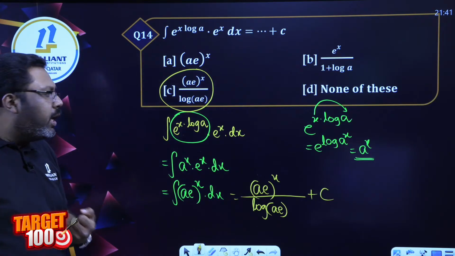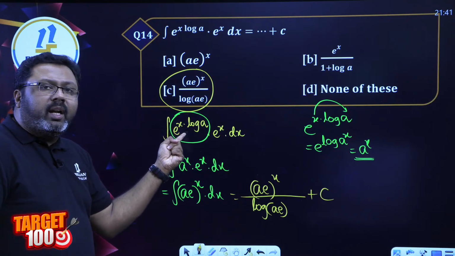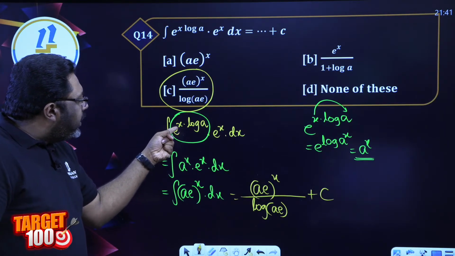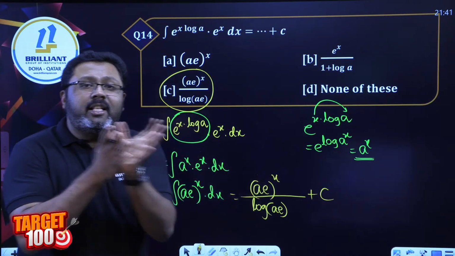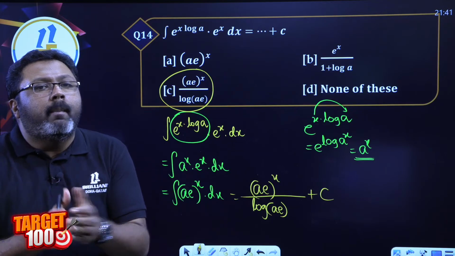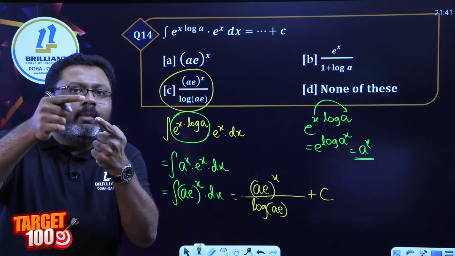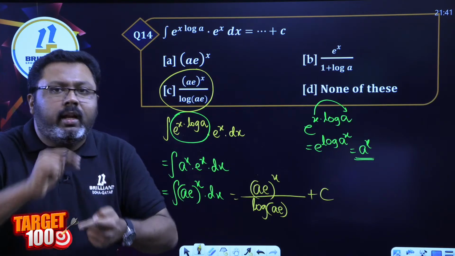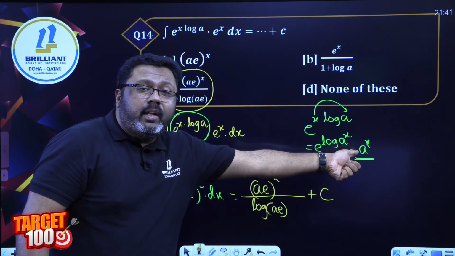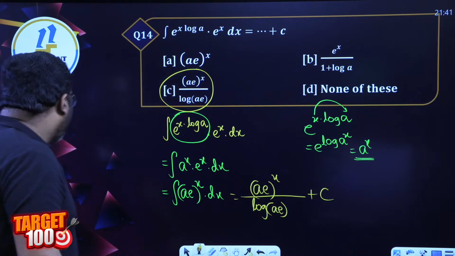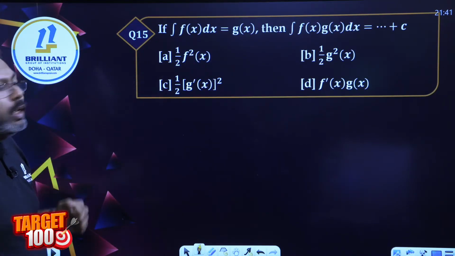Question number 14 clear? Yes, but this idea is what I want you to be learning. This kind of question is also a good one where you have e and log coming together. The expression will look complicated initially, but try to connect e and log. When they are brought together, they eliminate each other and you will get the answer in this form. It's a very, very common question nowadays. Okay, good. Question number 15.